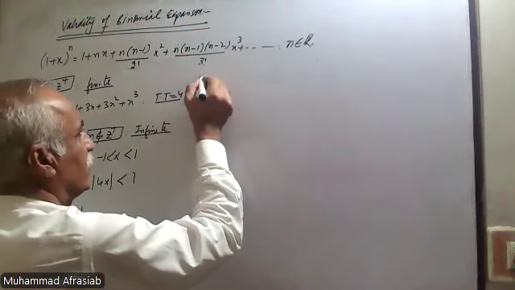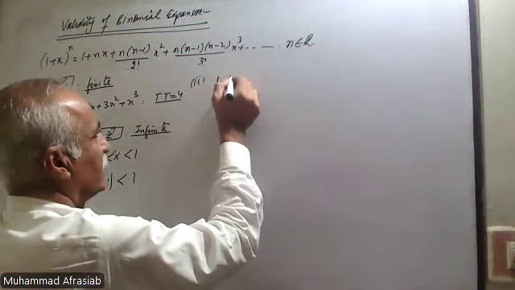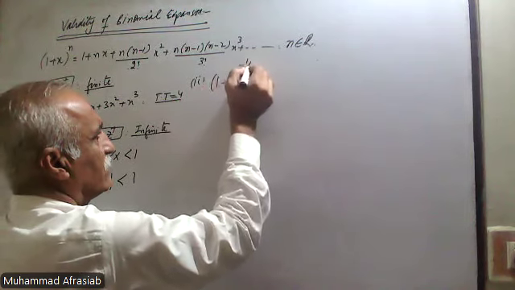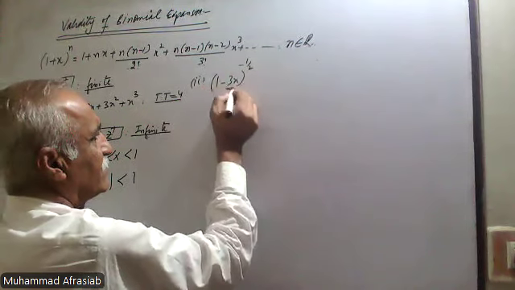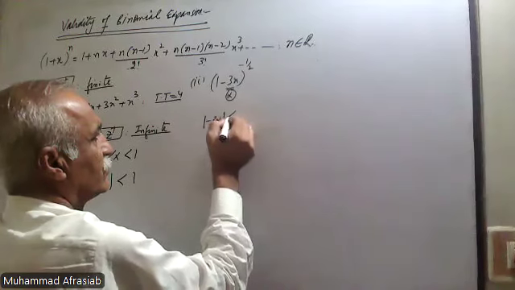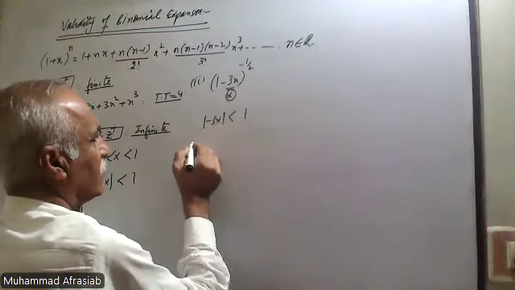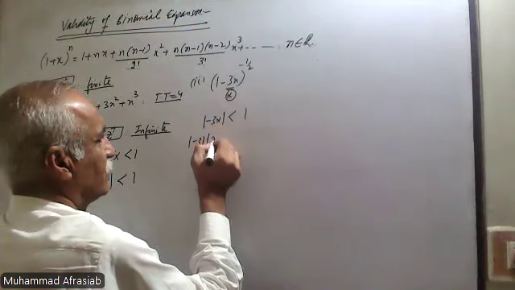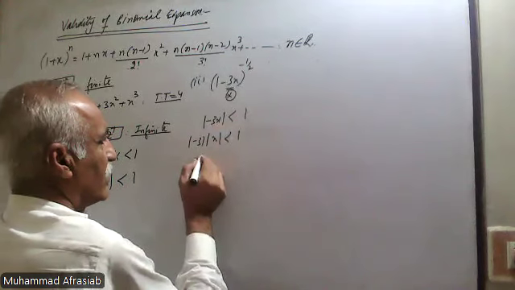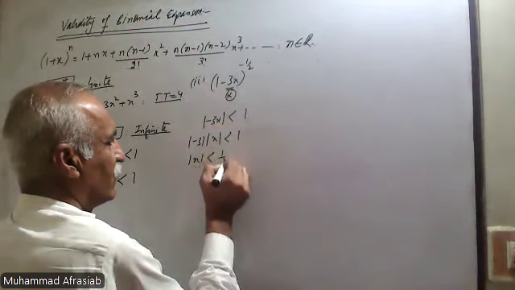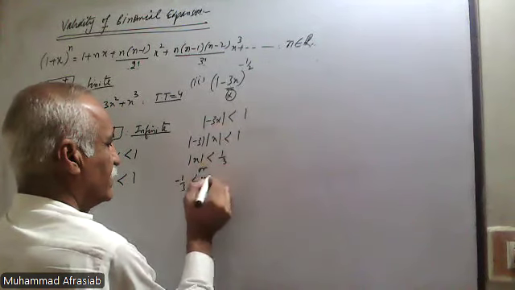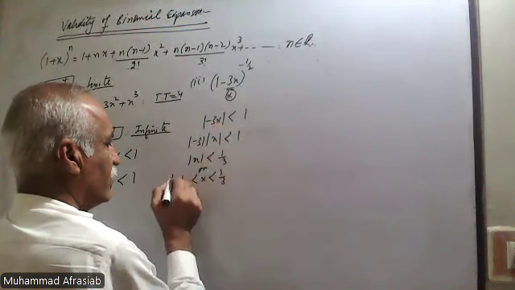Now take the second example, (1 − 3x)^(−1/2). Here x is equal to −3x, so |−3x| should be less than 1, or |−3||x| < 1. |−3| is 3, so |x| is less than 1/3, or x is greater than −1/3 and less than 1/3.